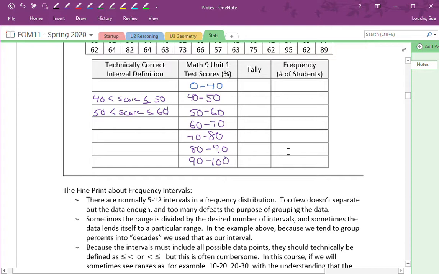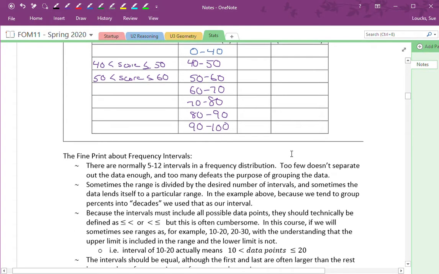And then this is the thing I said about it being really cumbersome to write out the technically correct definition that I have there. So in this course, we're going to assume that the lower limit is not included. So anytime I say 50 to 60, it means anything that's bigger than 50 up to and including 60. Okay, so that's just going to be an understanding that we're going to have. That's what the textbook uses, or the work pages use.